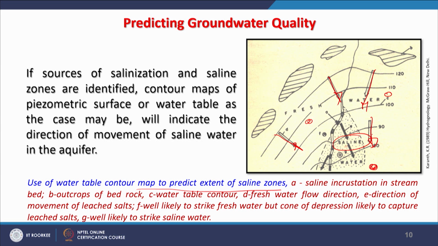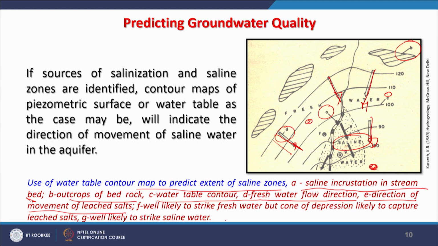So, A which is marked here is a saline intrusion of stream beds, B is the outcrop which we are seeing here, these are the outcrops of bedrocks, C is the water table which you are seeing through the contours, and D is the fresh water flow, which is flowing across the contours in subsurface conditions, and E is the direction of movement of leached salt which is here on the downside.